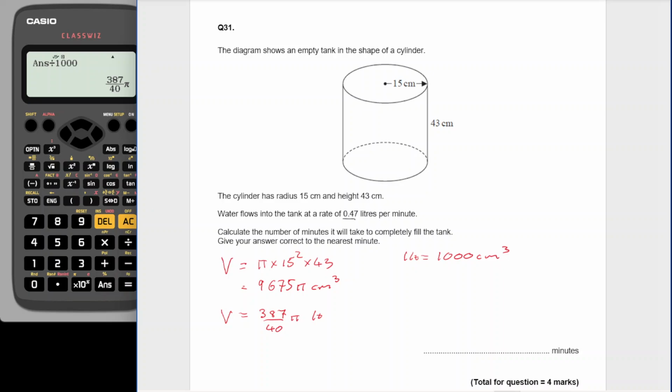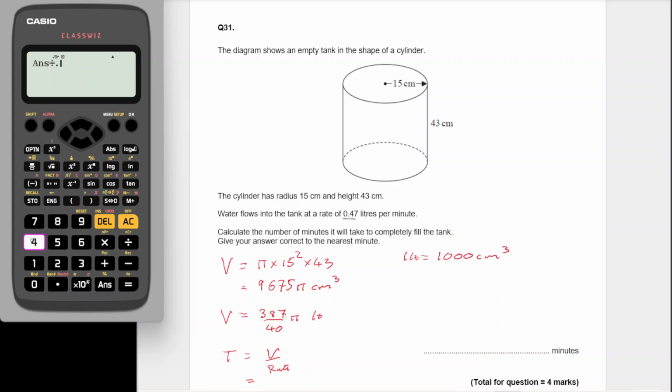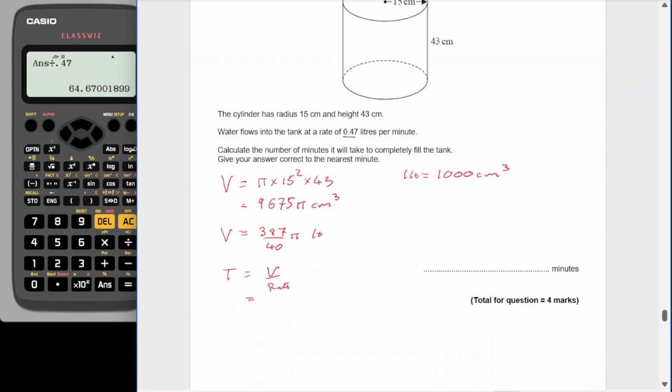And if the tank flows at a rate of 0.47 litres per minute, the time it takes will be equal to the volume divided by the rate. So that's going to be equal to that divided by 0.47. So 64.6700... minutes. So to the nearest minute, we're looking at 65 minutes.